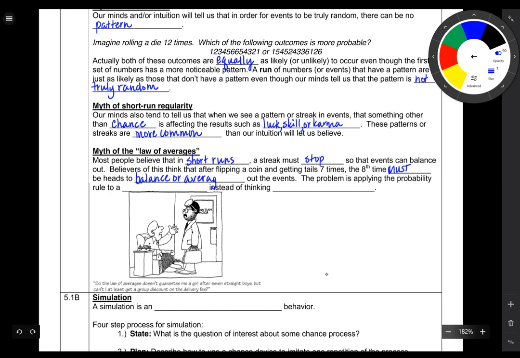And that's not the case because a coin doesn't know what it got in its previous flip. So if you're going to have 7 tails, the 8th one, the probability is still going to be 1/2. So you're going to get either a heads or a tails. The problem is applying the probability rule to a short run instead of thinking long term or long events or long run, sorry.